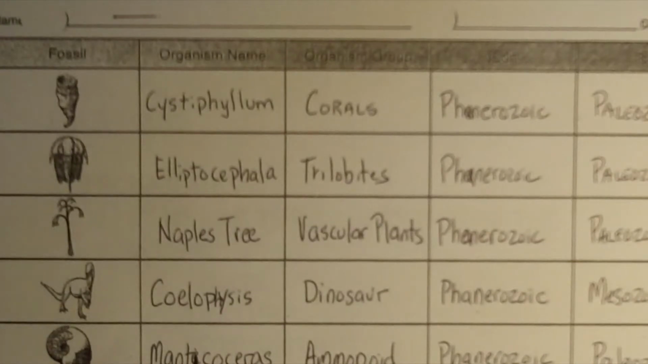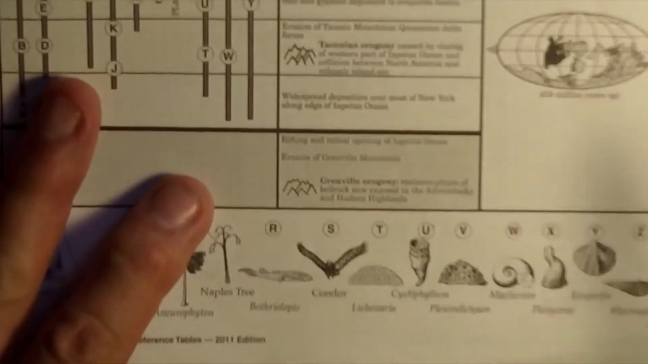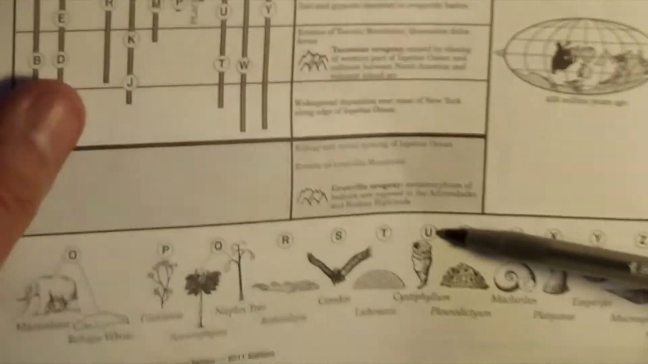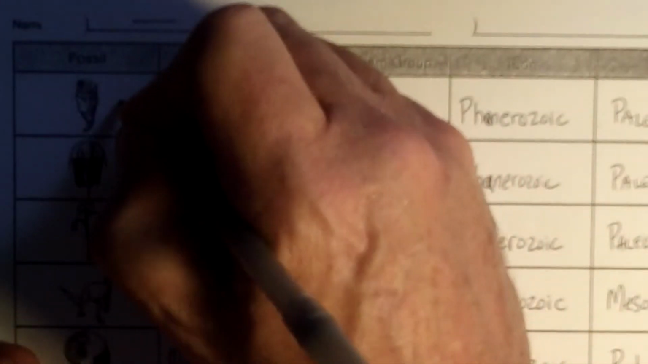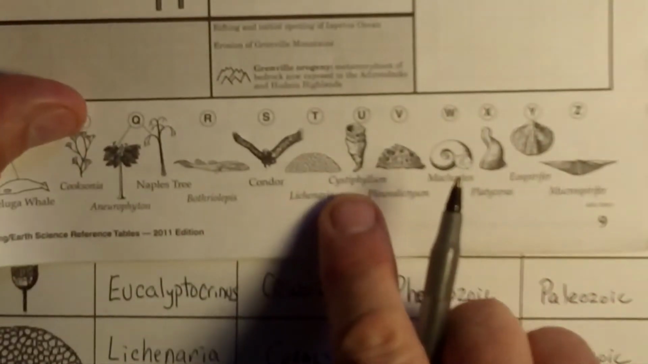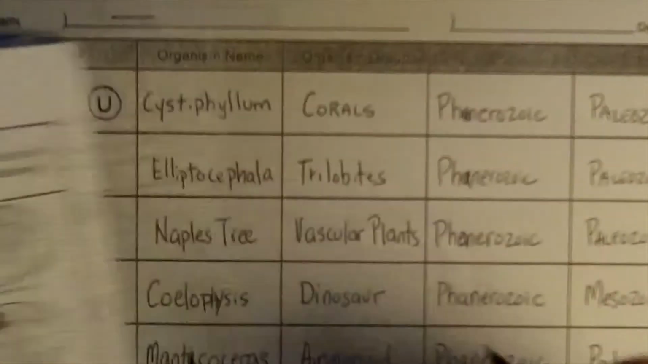It matches up with a fossil that we're going to find on page number 9 in the reference table. It's this one right over here. And you see there's a letter U right there. I'm going to just make a little mark right over here. This is fossil letter U. Now, the name of the fossil and the organism is given right here. The cystophyllum, put that down here.